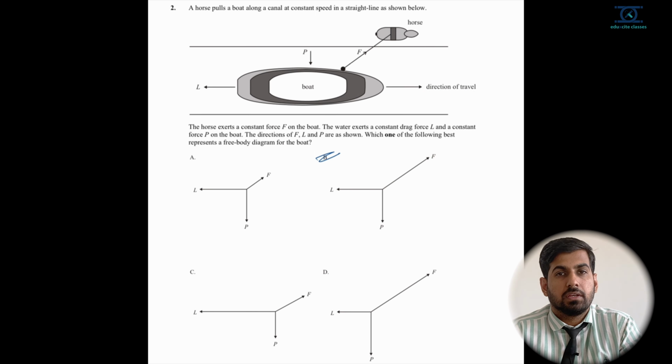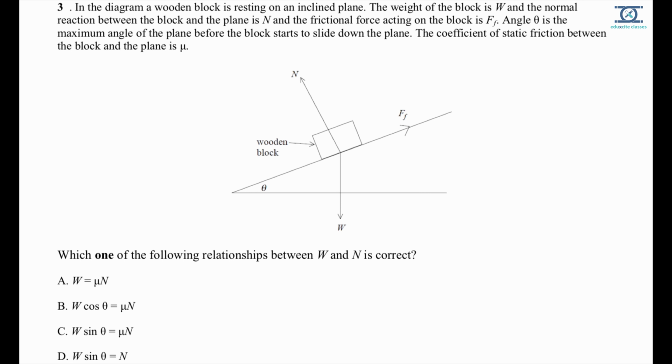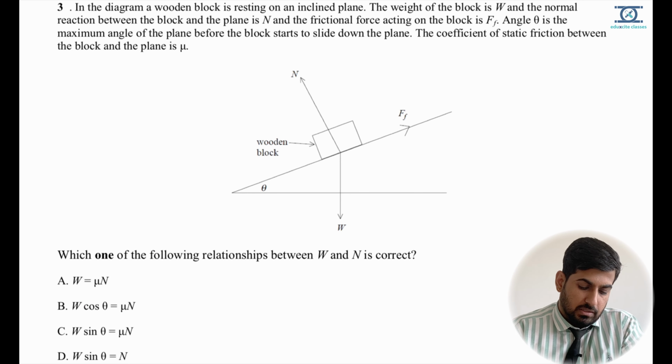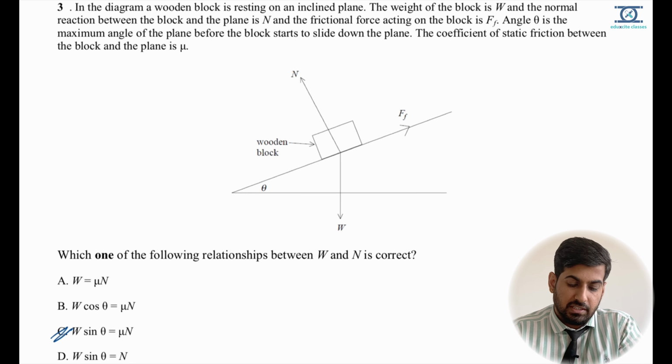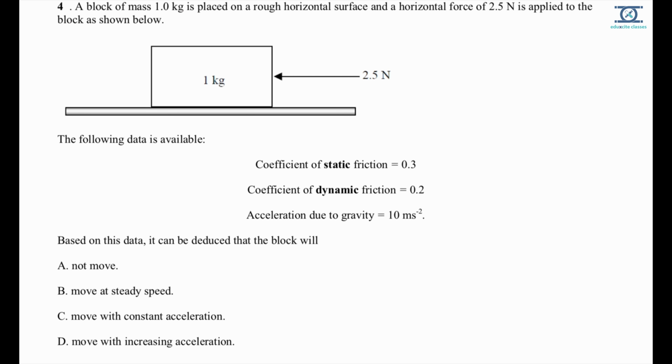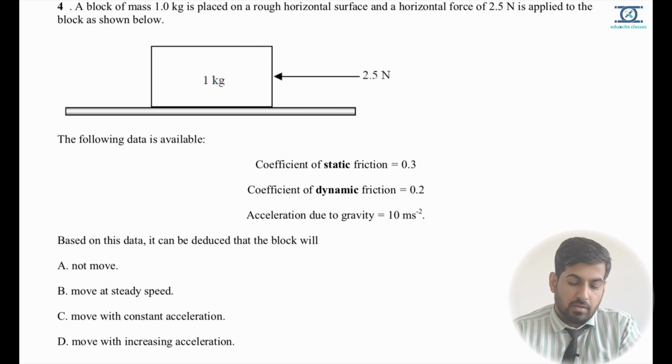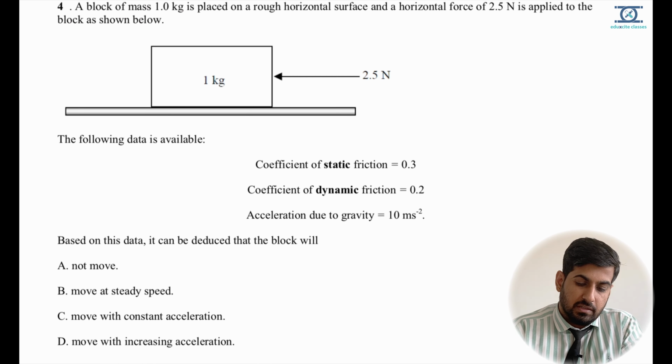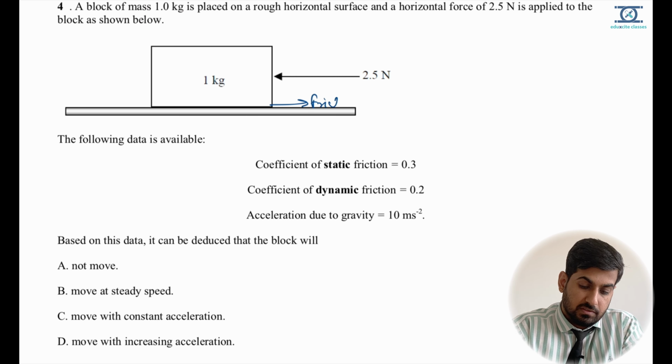Okay, now pause the video for question number 3 and solve. Okay, yeah, so which one will be the correct relationship? Yeah, so option C will be the right answer. W sine theta will be equal to the friction force. Now try question number 4. Pause the video and solve. Okay, yeah, so if you use the data, friction will be acting in this direction, right?